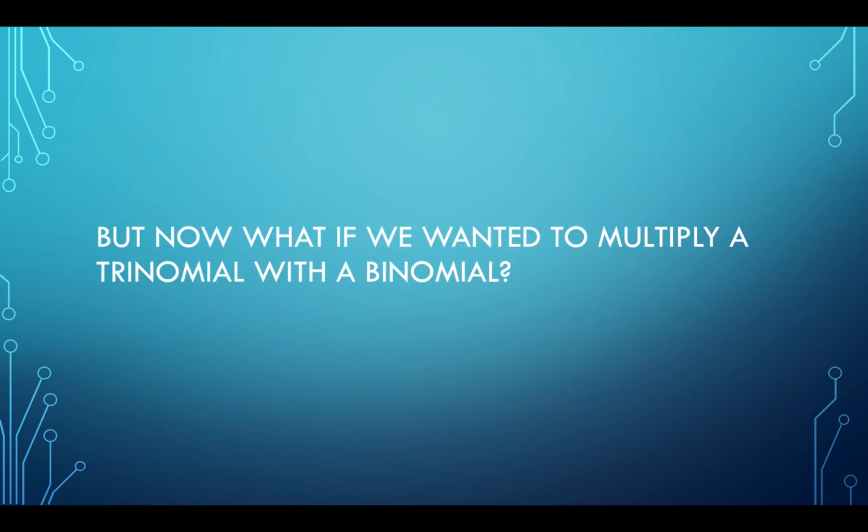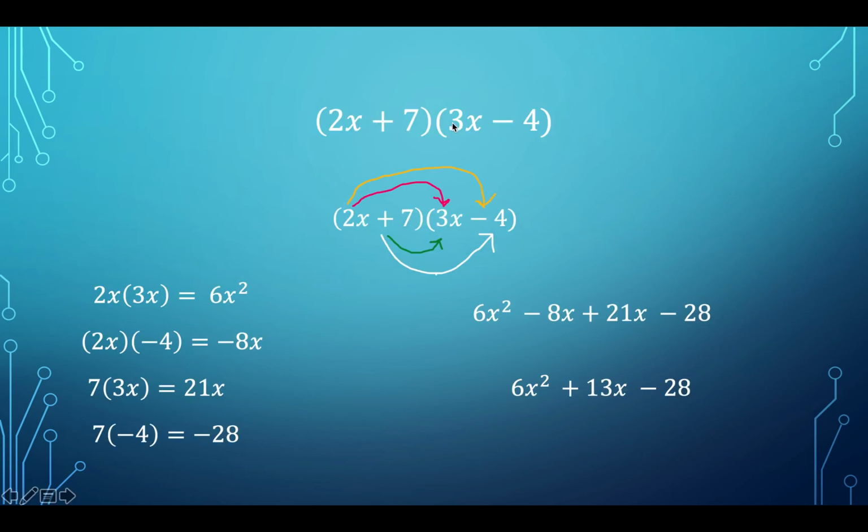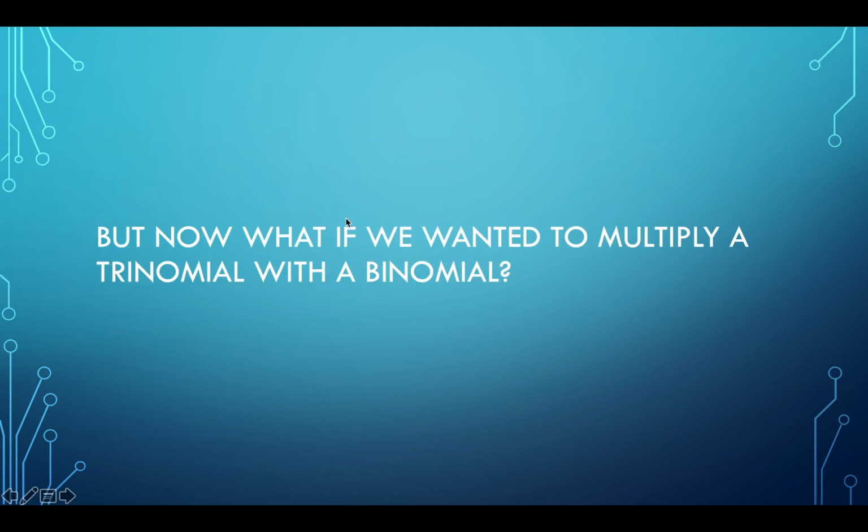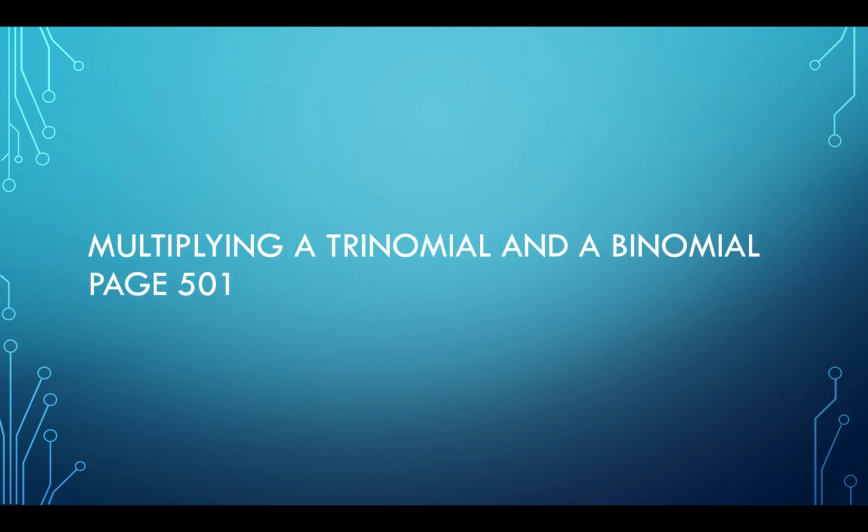So now what would happen if we wanted to multiply a trinomial with a binomial? Now these two here are both binomials, because bi means there's two. So if we're working with a trinomial, one part of the problem is going to have three terms, and the other part is going to be a binomial, or two terms. So we're going to be multiplying 3 terms by 2 terms. If you're following along, we're in the textbook on page 501.